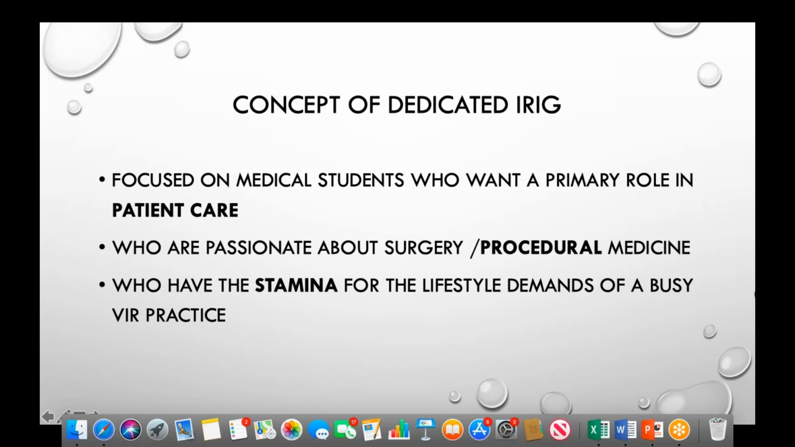And you also have to have a true passion for working with your hands and improving your technique, like someone in sports. The ideal athletes are always trying to improve their technique, and this is something you have to be passionate about to do this well. And also, you have to have the stamina. You have to develop endurance like an athlete. You can't play an 82-game NBA season if you're not training for that. So you have to develop stamina and the lifestyle demands of being a busy athlete or a busy VIR practice.